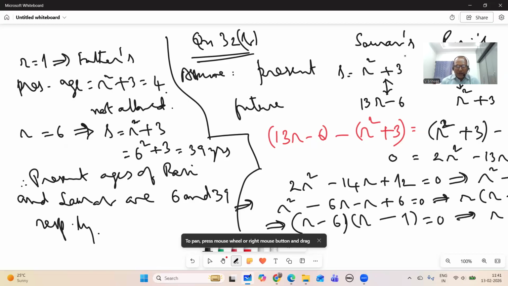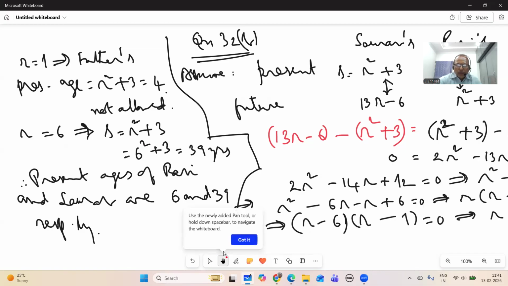Ravi's age is 6, and Saurav is the father. His present age is r square plus 3, it is 39 years. 6 square plus 3, substitute 6 for r. So Saurav's age is 36 plus 3, which is 39 years. Respectively, Ravi's age is 6, Saurav's age is 39. So that completes the question. So what we have done?